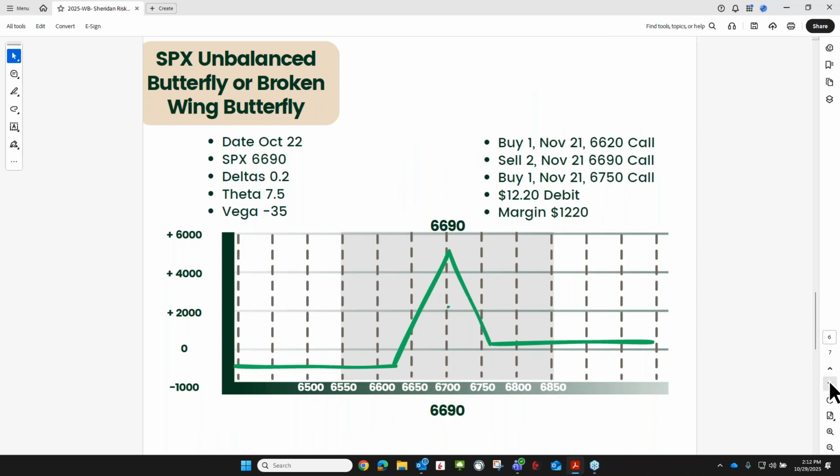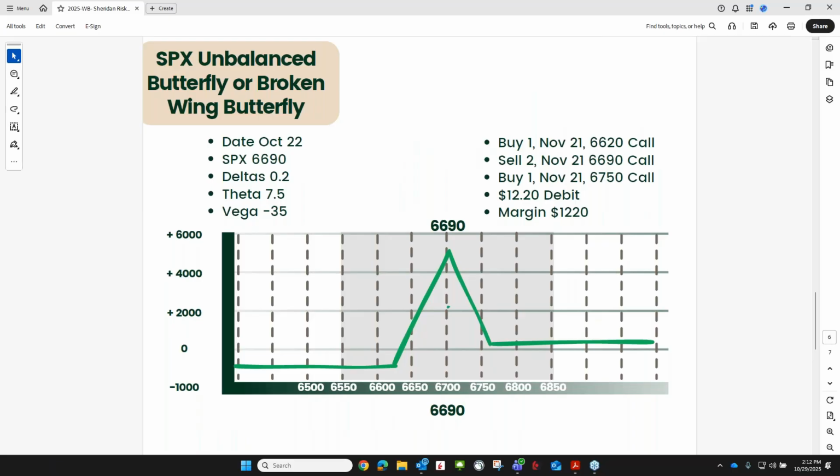It's broken wing. Why? The distance from the 66.90 to 66.20 is 70. It's more than the distance from the short to the upper strike, 67.50. So you can call it unbalanced. You can call it broken wing. But if you said, Dan, what's the reason you do it? I do it to get the position deltas closer to zero, right? You can see the deltas there are 0.2. That's close to zero. But if you look at the graph, it reduces some of the risk on the upside, moves that a little bit to the downside.